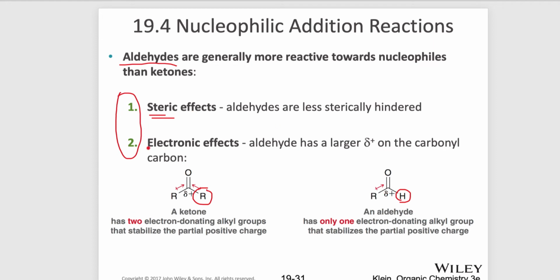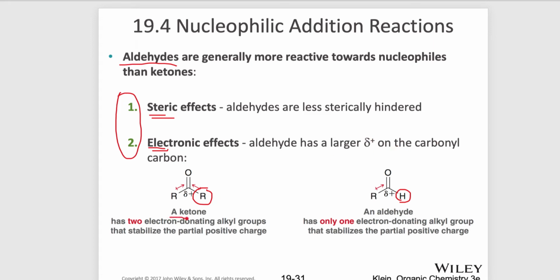And then there are electronic effects. So the aldehyde has a larger delta plus. Delta plus is sort of a proportional kind of labeling. We show where there are partial positive, partial negative charges. They're very different from formal charges. So the aldehyde has a larger partial positive charge on the carbonyl carbon.